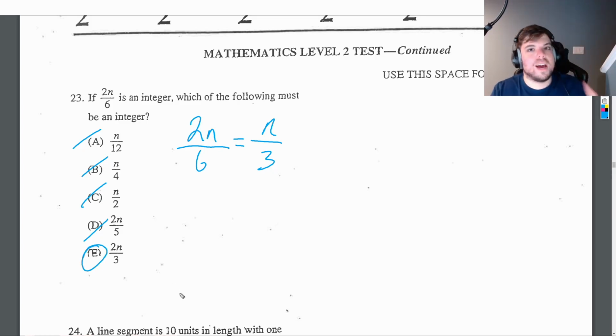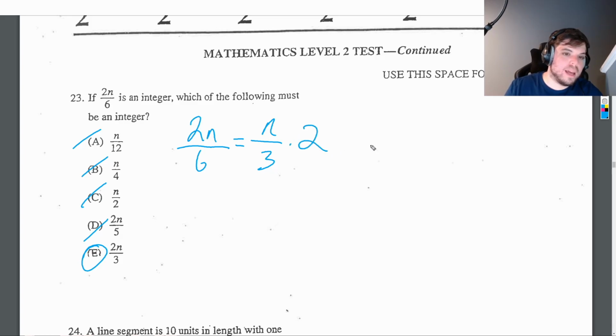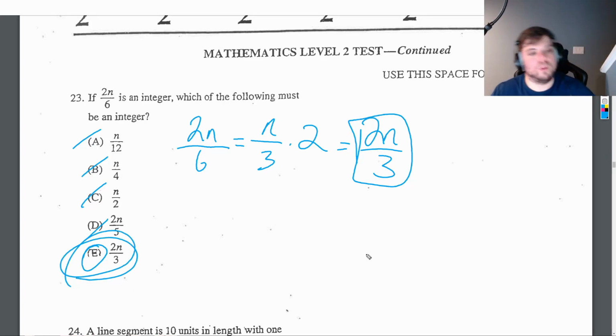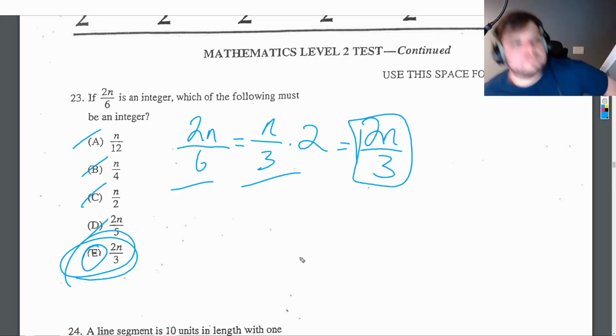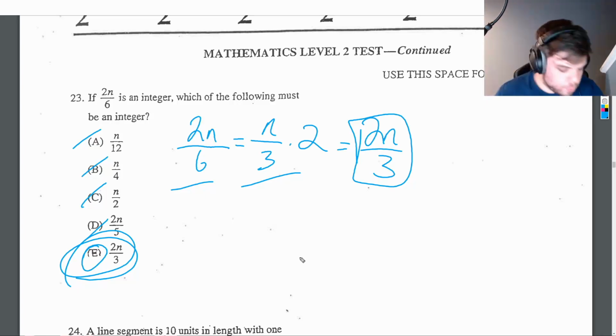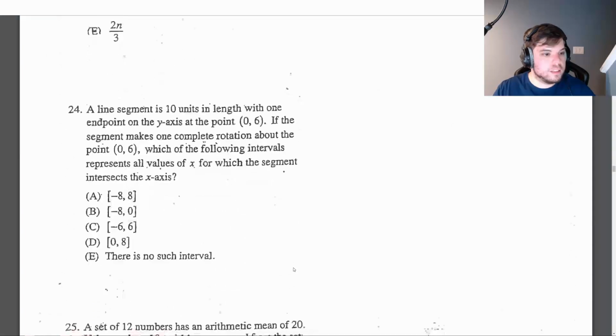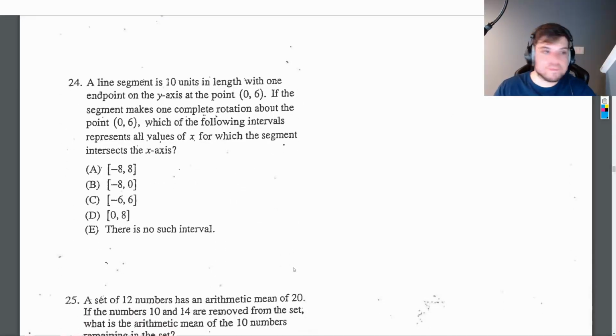You should notice that much quicker than that, though. If n over 3 is an integer, then we can multiply that by 2, and it's still an integer. 2n over 3 is still an integer. This is the only one that's a multiple of our original, well, almost our original designation of an integer. So, that's why we get that. Cool. Sort of cool problem, I guess.